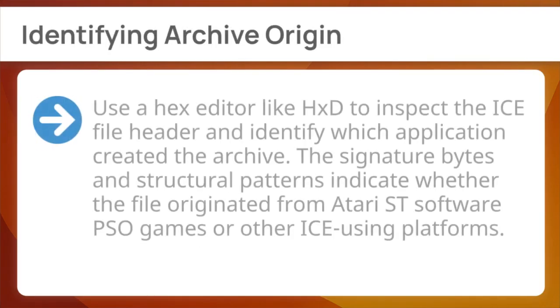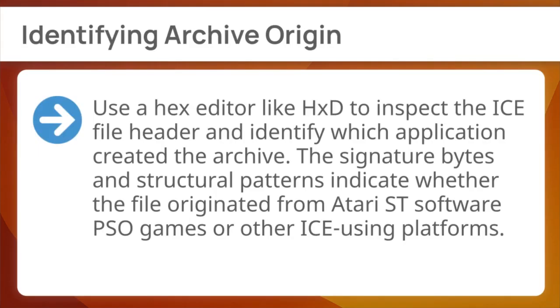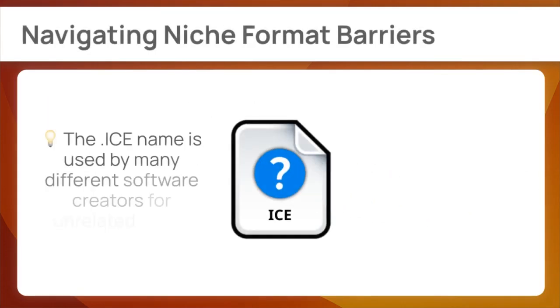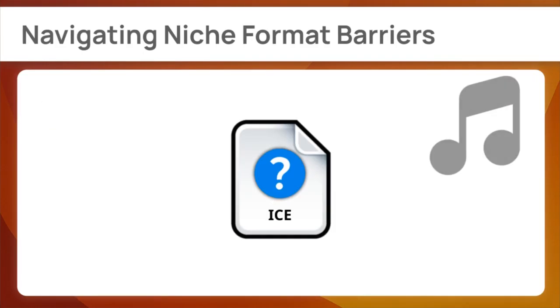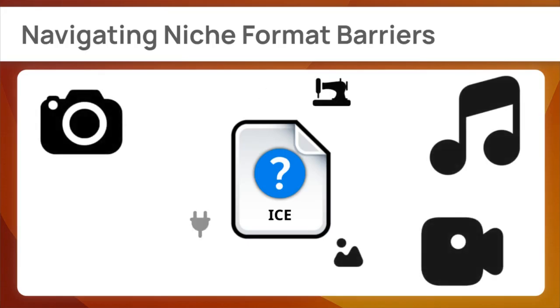Finally, identifying archive origin. Use a hex editor like HxD to inspect the ICE file header and identify which application created the archive. The signature bytes and structural patterns indicate whether the file originated from Atari ST software, PSO games, or other ICE-using platforms. If compatibility checks failed, it is likely because the file extension name is shared by different developers for unrelated formats, causing your PC to use the wrong reading language.